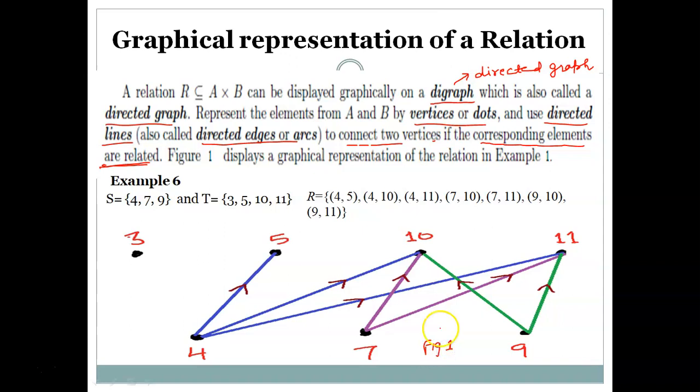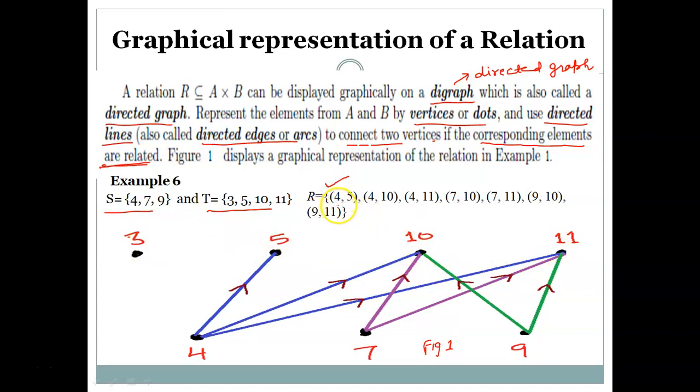Figure 1. The graphical representation of this relation. We have worked in example 1. Here S is this, T is this, and as worked out in example 1, we get this relation. So we mark the vertices by these dots 4, 7, 9. 3 dots should be there. And corresponding to the set T, we have 4 dots: 3, 5, 10, and 11.